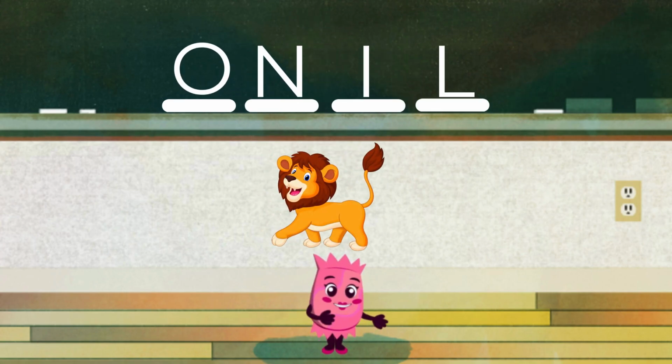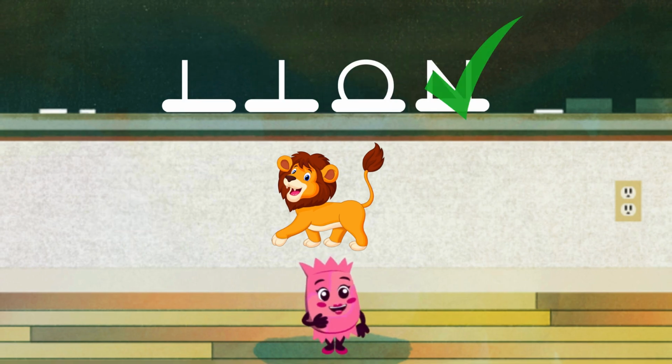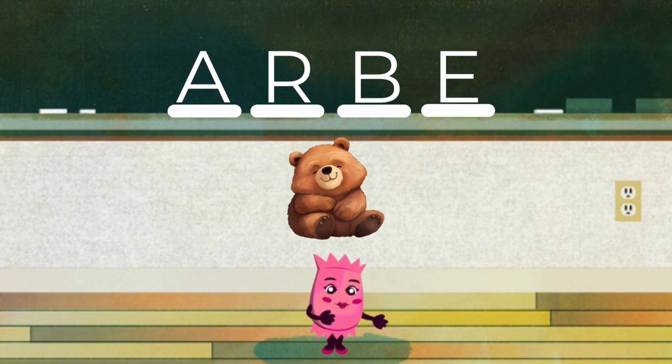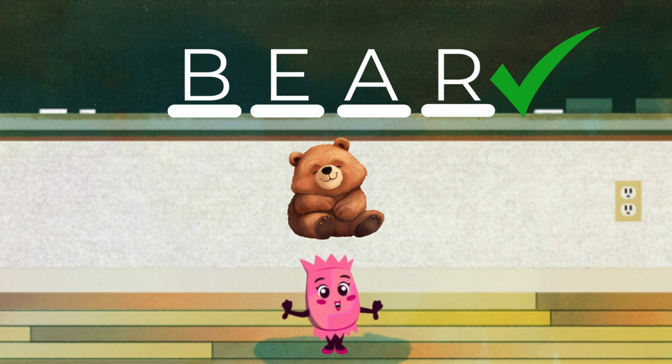Here's its confusing name. O-N-I-L. Who found it? You're the best. Here comes another one. Here's his name mixed up like this. A-R-B-E. Let's solve it. Correct answer. Well done. Our next animal is a tiny little fellow.